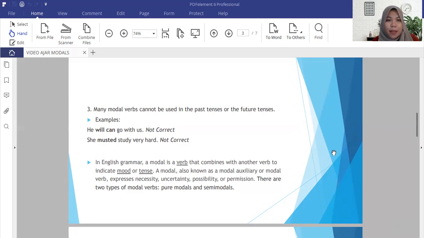How about the second example? She must study very hard. We know that must is one of the modal verbs, but it cannot be used in the past tense. So there is no "she must study very hard" in the past. It's not correct. It can only be used in the present tense.